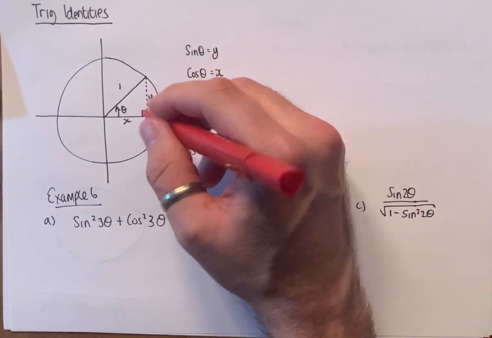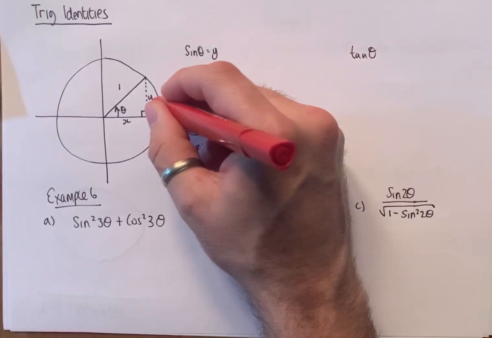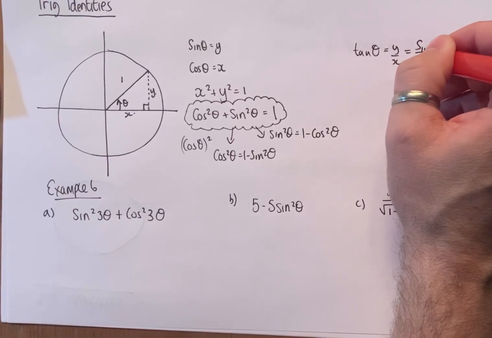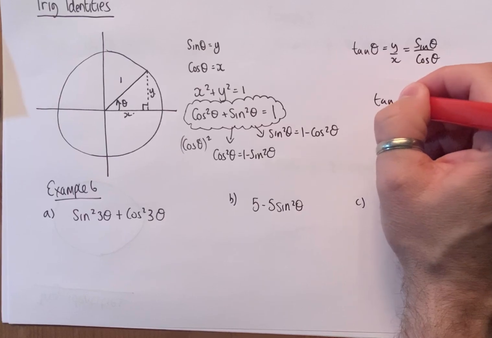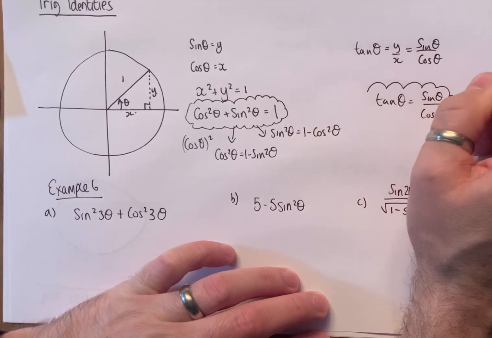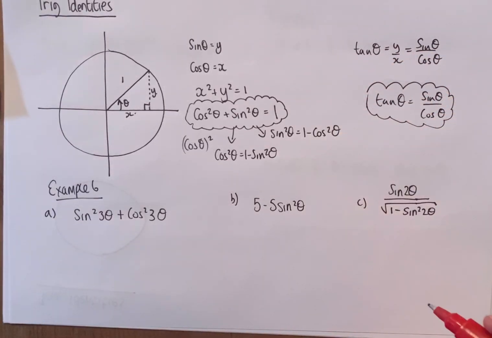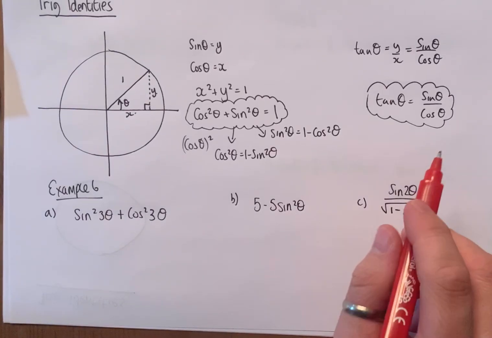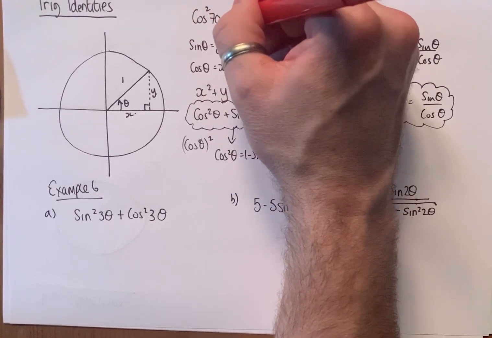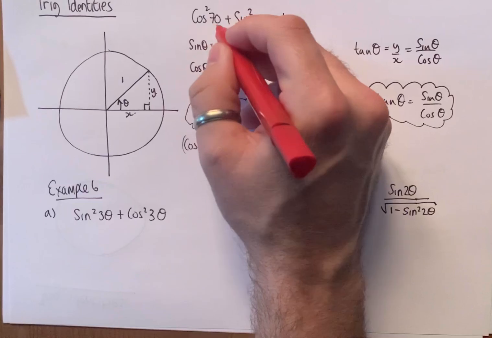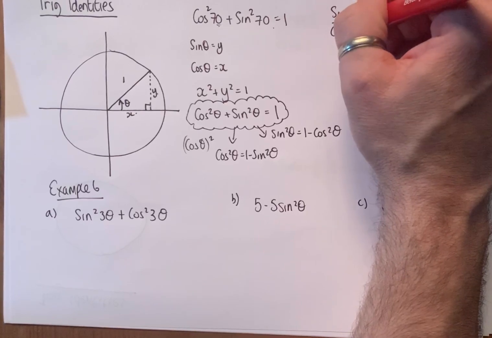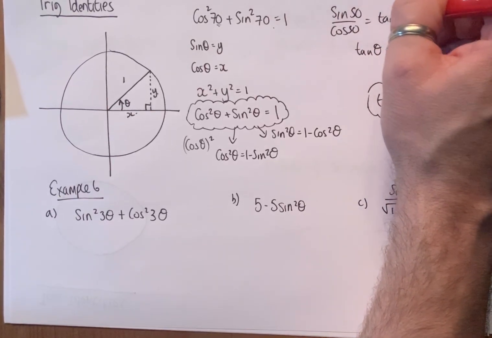Secondly, if we look at tan theta, it is opposite over adjacent, and y is sine theta, x is cos theta. So we've got tan theta is sine theta over cos theta. That's a very important trig identity you need to remember. And all these hold for different angles as long as the angle's the same. So for example, I know that cos squared 70 plus sine squared 70 is 1. As long as the angle's the same, it works. I know that sine 50 over cos 50 equals tan 50.